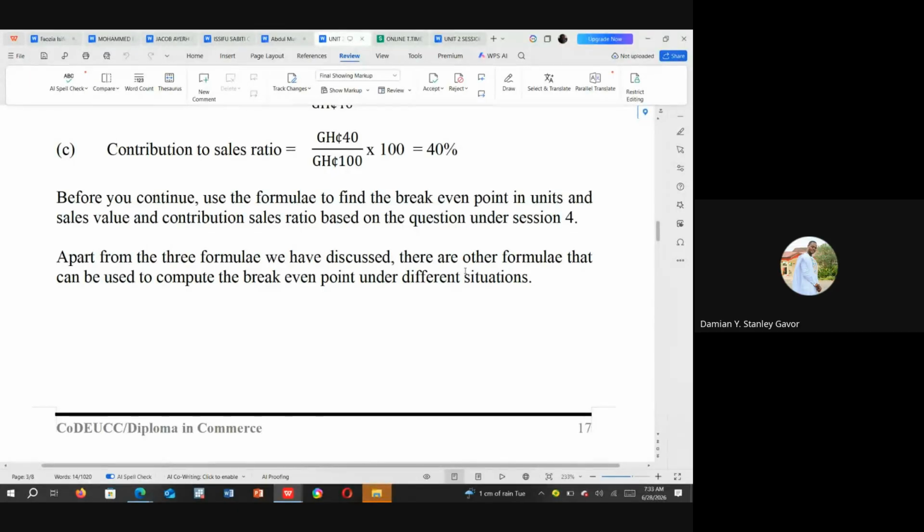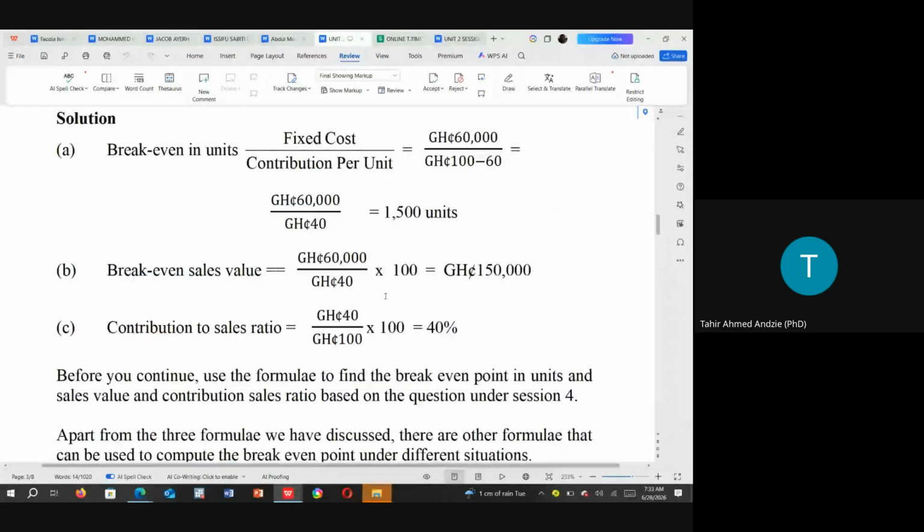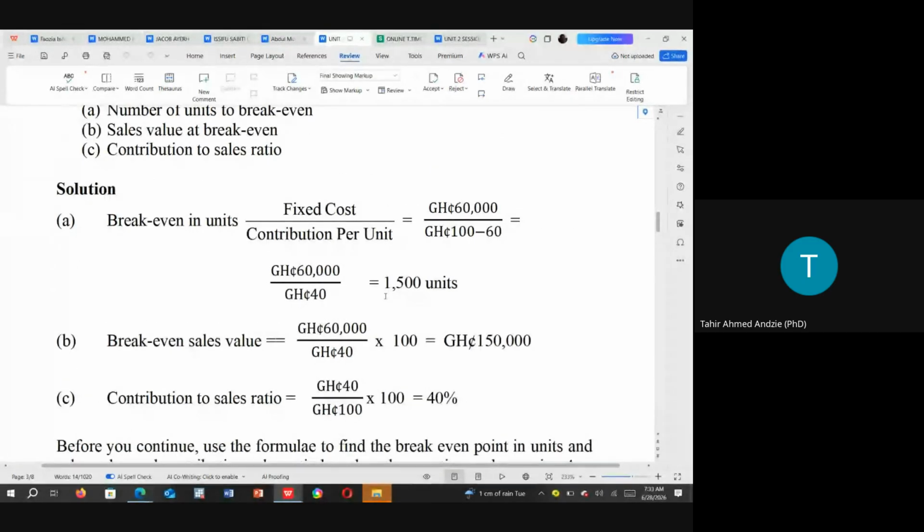Hello? Yes, sir. Please, the fixed cost in the question given to us is 69,000, but the working is using 60,000. Are you not seeing the form? You can't see the screen? Yeah, I can see the screen, but the question.